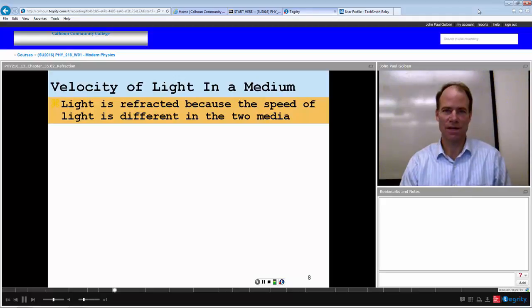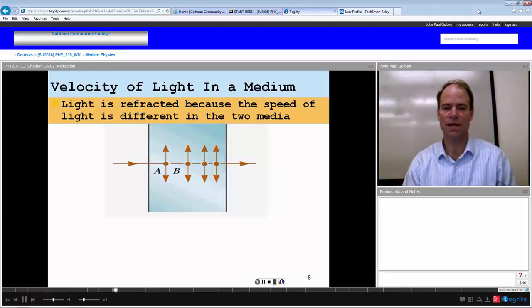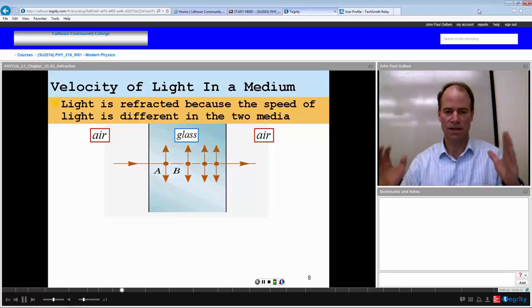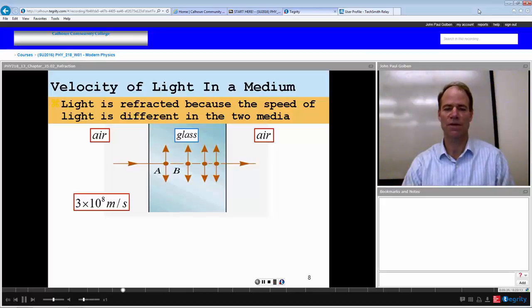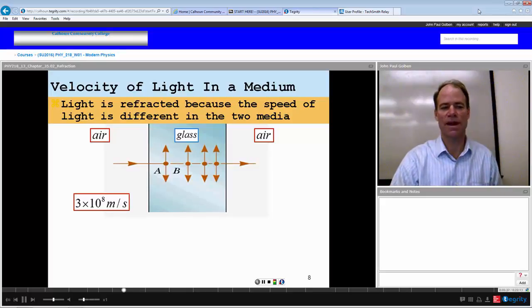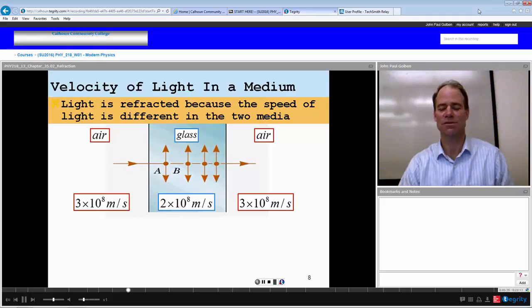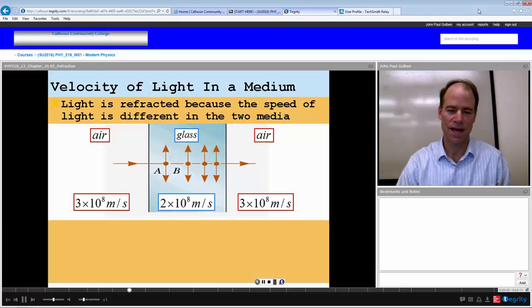Light is refracted because the speed of light is different in these two media. Light traveling through, say, air or even a vacuum, and then traveling in the glass, moves slower in the glass than it does in air. It's not because light itself is moving slower, but because the interaction with the medium is making it, on the whole, move slower through that medium. So the speed of light in air is 3 times 10 to the 8 meters per second. In glass, it's 2 times 10 to the 8 meters per second. In the air, it's 3 times 10 to the 8 meters per second again. So it moves at about 2/3 the speed in glass.